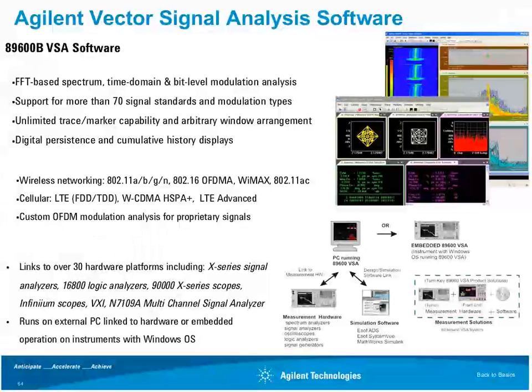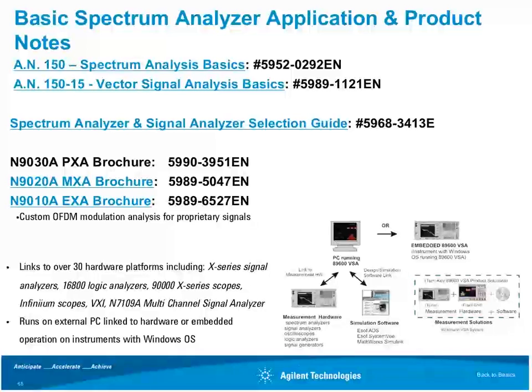Now, in addition to looking at spectrum and so forth, very often we have to do a lot of analysis of the signal, and for that we have the 89600 vector signal analysis software, which has about 70 different types of demodulation algorithms built in. So if you're trying to look at any number of cellular or wireless LAN kind of standards or even custom modulation, you can very easily demodulate and do great analysis with that software.